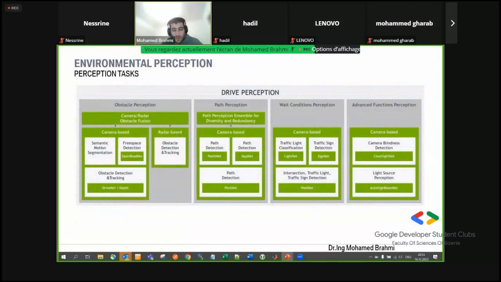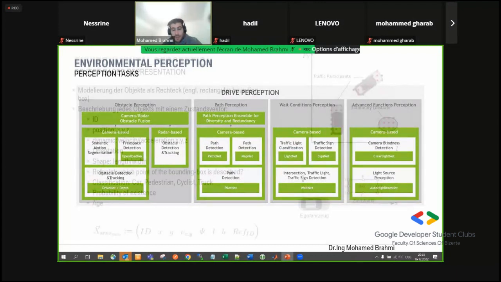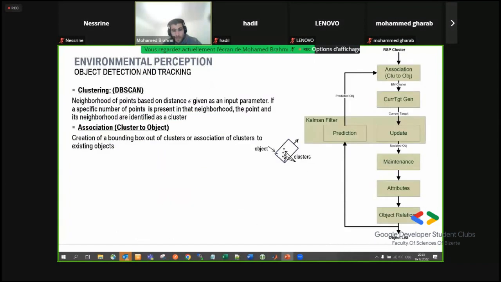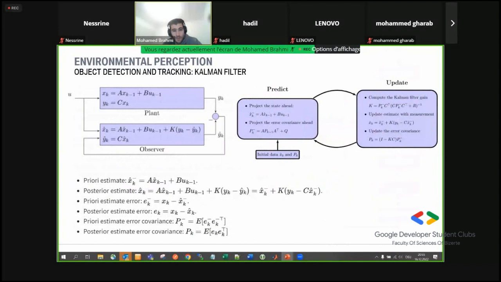I wanted then also to talk to you about the environmental perception. That means what can we do with the data coming from the sensors. Here we can do the object-based representation. That means we detect the objects from the environment and try to describe each object with a set of attributes. Here I also wanted to talk to you about the object tracking using the Kalman filter. Here, how the Kalman filter works.